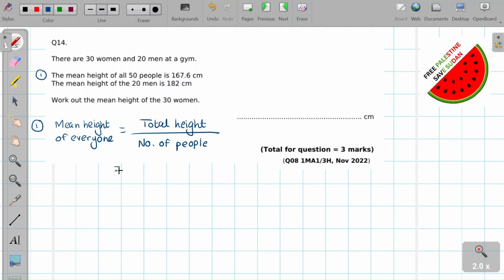Total height, we are going to find that out. The mean height is not 50, it's 167.6 centimeters. And the total we don't know. And the number of people is 50. So we multiply by 50. 167.6 times 50 is 8,380. We use a calculator here.